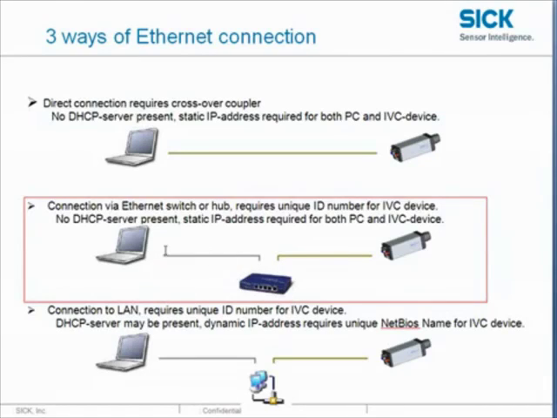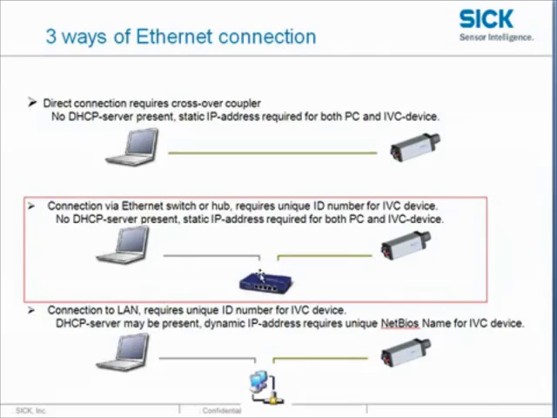For this case, I'm going to be using the second option, whereby I have a computer connected to a switch, the camera connected to a switch, and I'm going to assign a manual IP address to both the camera and the computer. You could even connect them directly. If you do that, make sure that you use a crossover coupler in the middle. If you're going to use a switch, the switch does the crossover coupling that is required.